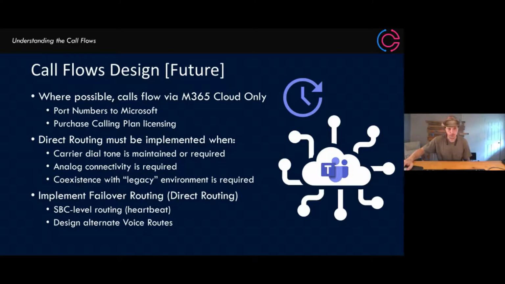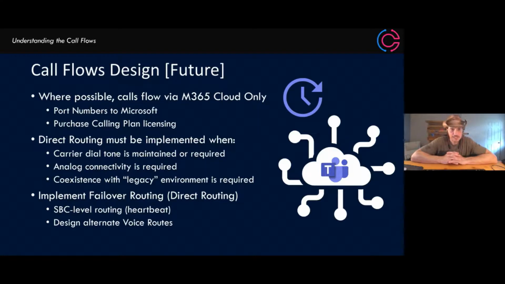Implementing the failover routing with direct routing here. So if we have decided that we need to have high availability of some sort, we cannot have a single point of failure with our SBC for any given site, or it could be spread across multiple sites. There's a couple different ways we can achieve that.